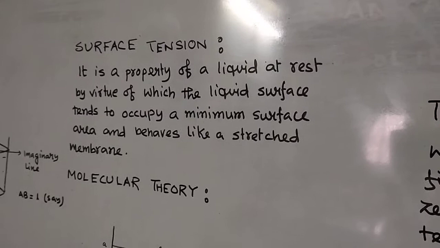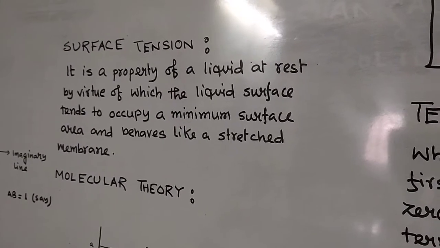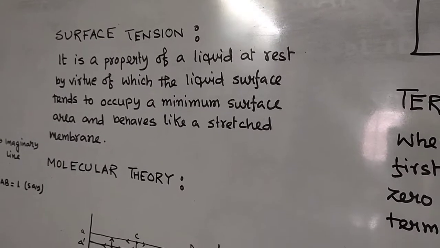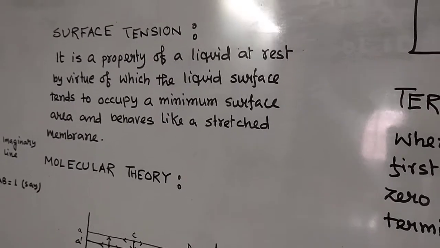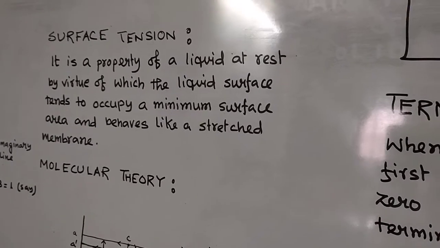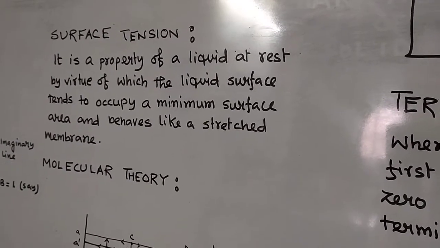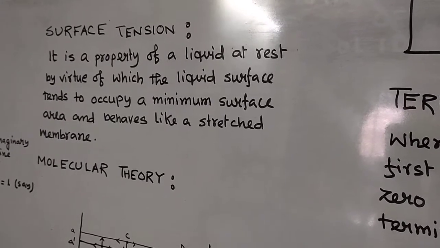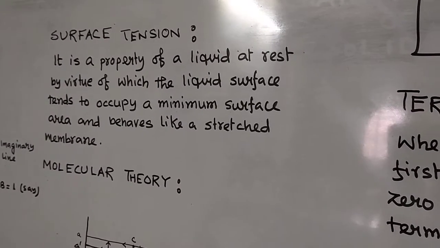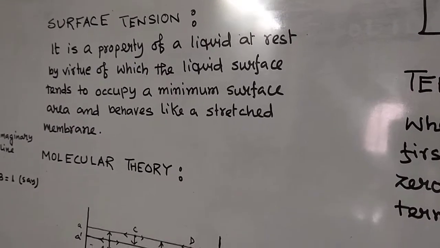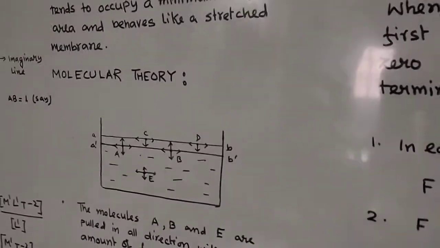So let me read out what we have written. It is a property of a liquid at rest by virtue of which the liquid surface tends to occupy a minimum surface area and behaves like a stretched membrane. Let me repeat once again. It is a property of a liquid at rest by virtue of which the liquid surface tends to occupy a minimum surface area and behaves like a stretched membrane. It becomes clearer once we explain the molecular theory of surface tension.